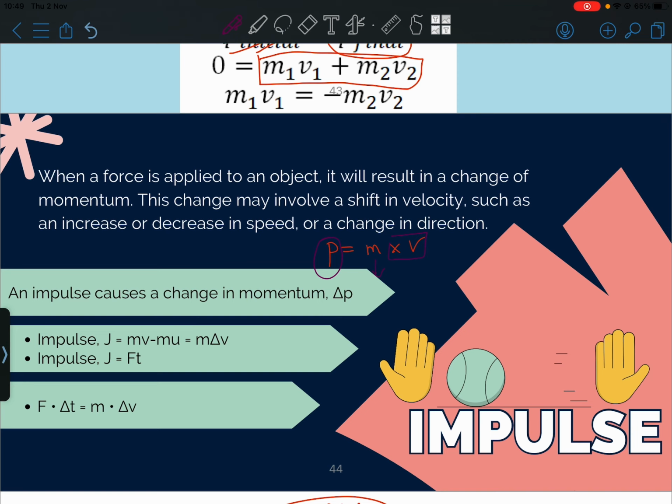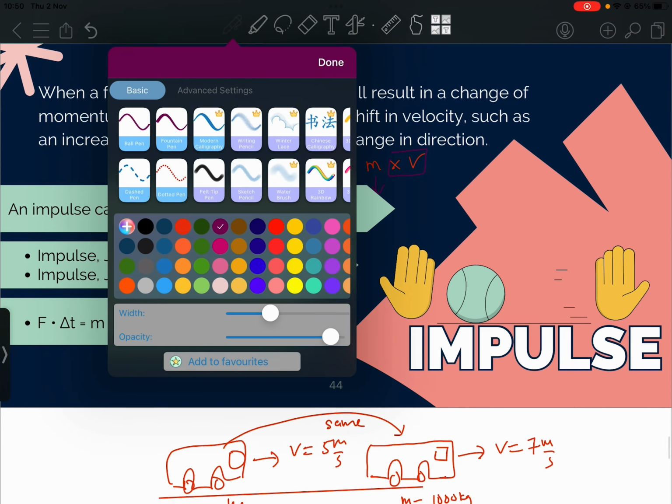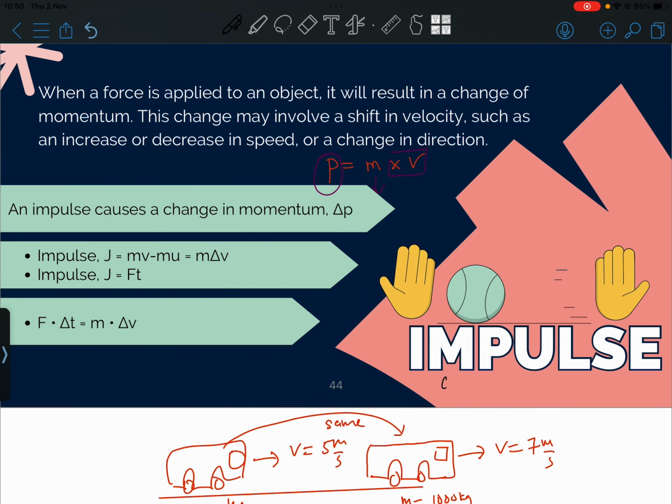For example, at time 0 seconds the velocity is 2. At 10 seconds after, the velocity is, for example, 5 meters per second. So it changes. As the velocity changes, the momentum will change. That's impulse. So just remember in your mind, impulse is the change of momentum.